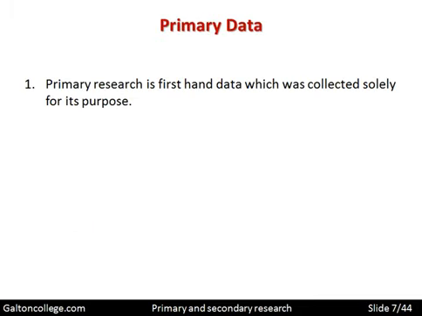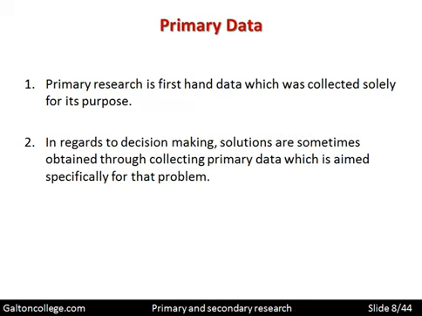Let's look at primary data. Primary research is first-hand data which was collected solely for its purpose. And that's a good definition of primary research. It's first-hand. It's collected for the purpose for which it is intended. So it's primary research.